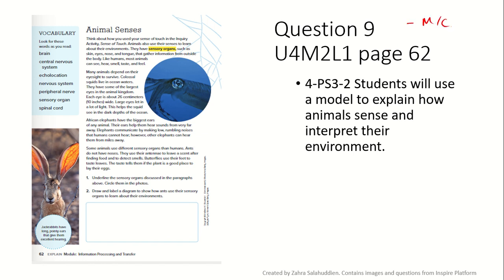Here you will get a multiple choice question. So the first thing we need to know is that sense organs gather information from the environment. Sense means when we get information. Another word you may see instead of get is gather. It just means to collect. We collect all the information from around us.